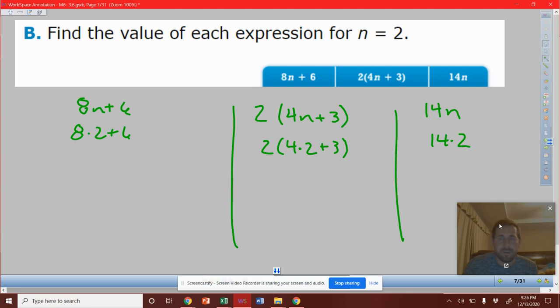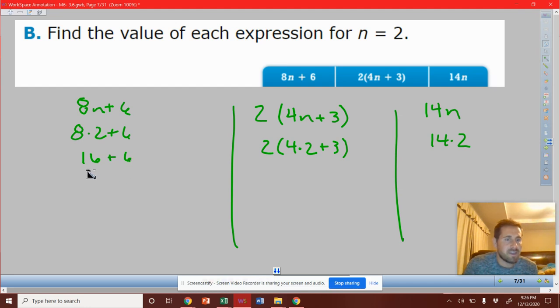So we already did the order of operations, so we should be familiar. We do multiply before plus. So it's 16 plus 6. And then 16 plus 6 is 22. Here, we're going to do grouping symbols first, and we're going to do the multiply before we do the addition. So 4 times 2 is 8, and then we're going to get our plus 3. 8 plus 3, our grouping symbols, will be 11. Remember, a number next to a parenthesis is multiply. So we have 2 times 11 is 22.